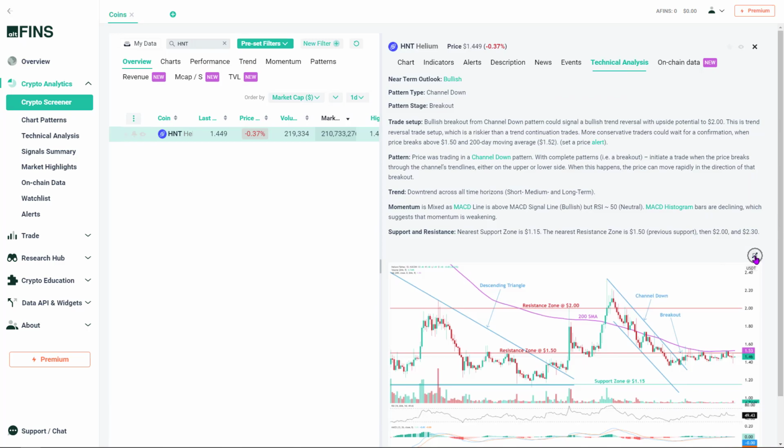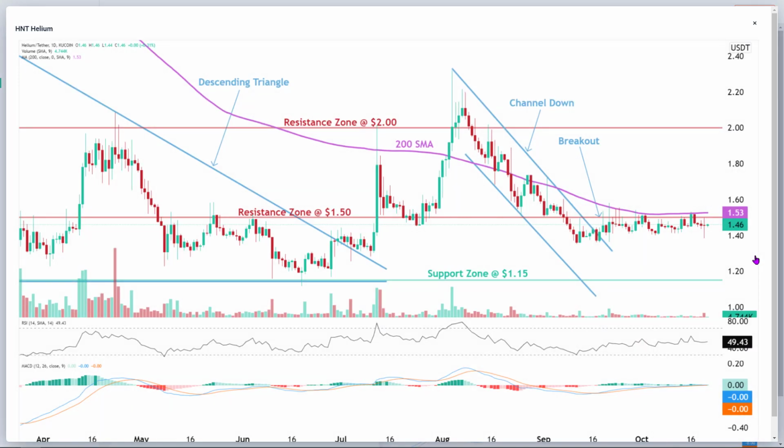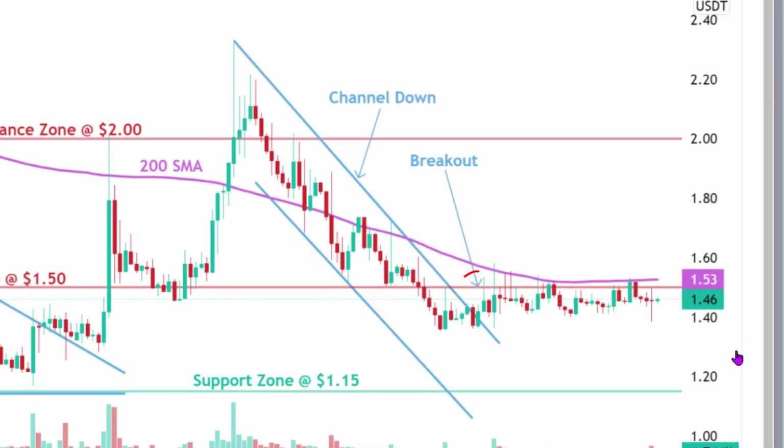In this example, we are looking at the technical analysis of Helium, symbol HNT. Price broke out of a channel down pattern, which could signal a bullish trend reversal. But as you can see, price is so far unable to move above the resistance level formed by the 200-day moving average around the $1.53 level.